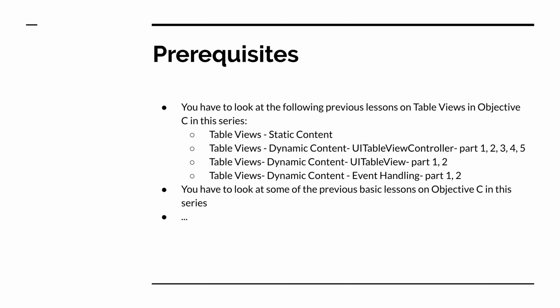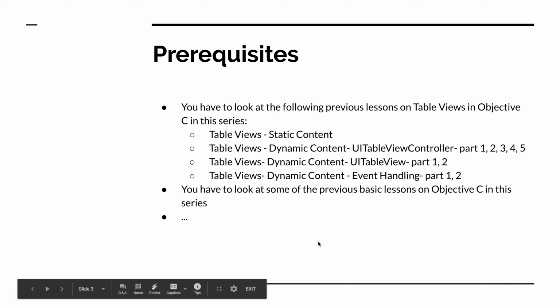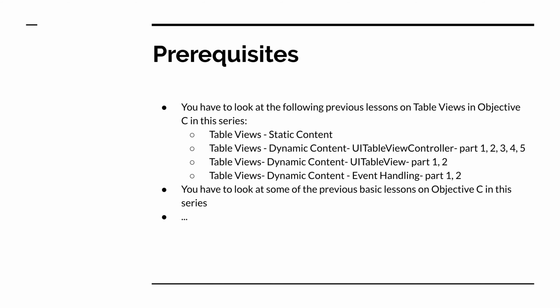Prerequisite, you have to look at the following previous lessons on table views in Objective-C in this series, which are table view static content, table view dynamic content, UITableViewController part 1 to 5, dynamic content table, UITableView part 1 to 2, and event handling part 1 to 2. Right? You have to look at some of the previous basic lessons on the Objective-C series, right? That is to make sure that you are comfortable with the initial stuff which you require.